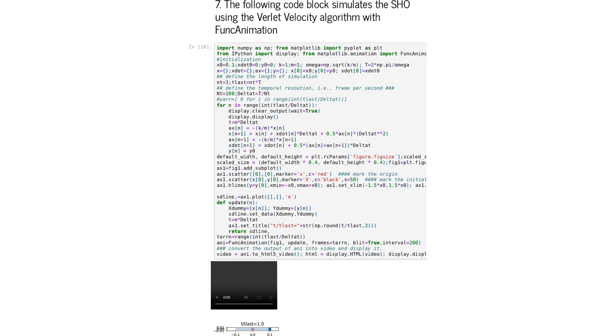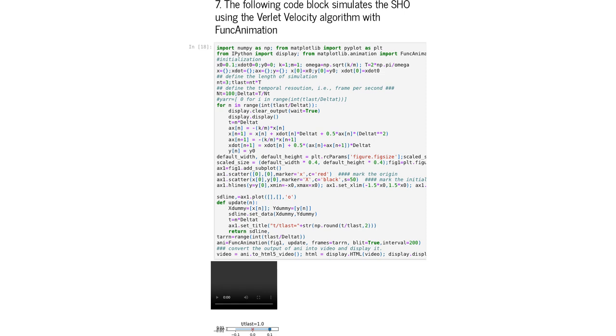Then, we update the position to the next time step using the Verlet formula: current position plus velocity times delta t plus 1/2 acceleration times delta t squared. Next, we calculate the new acceleration based on this new position. Finally, we update the velocity using the average of the old and new accelerations.